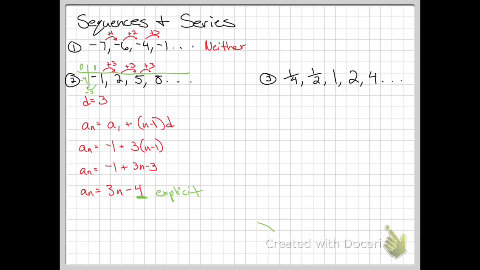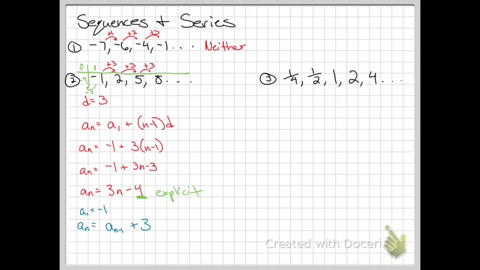If we want the recursive form, we will take a sub n, and it'll be based on the previous term. So based on a_(n-1), what do you do every time? Well, you add 3. That says you take the previous term and add 3. I should probably say a_1 is equal to -1, so we have the entire thing. So if I know the first term, I take the previous term and add 3.